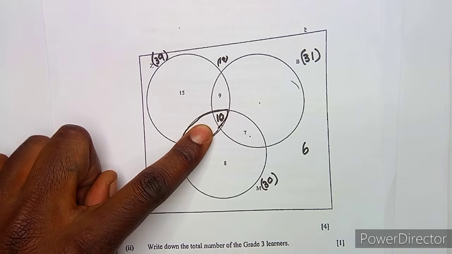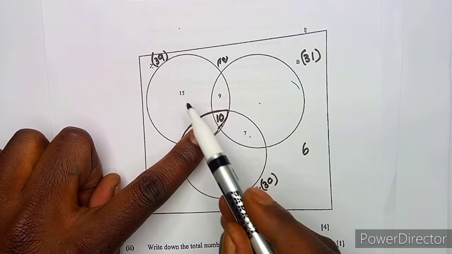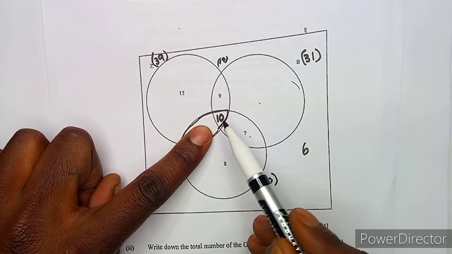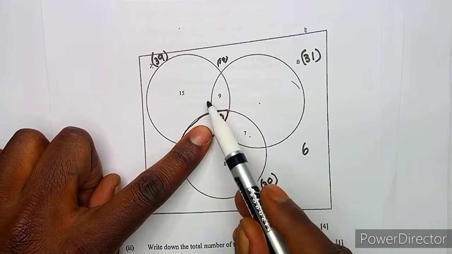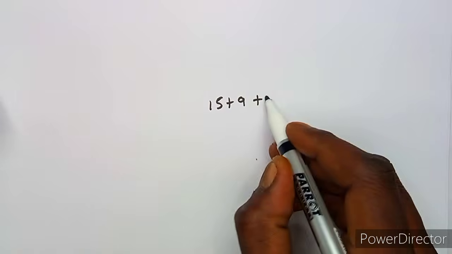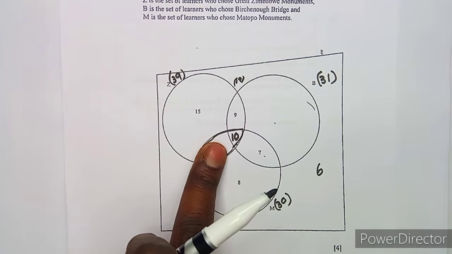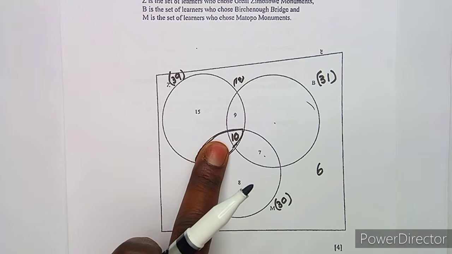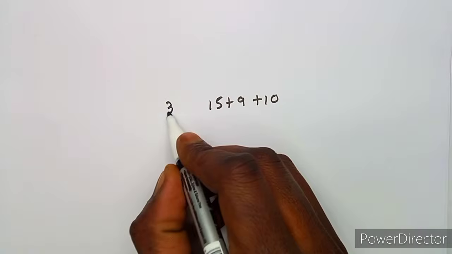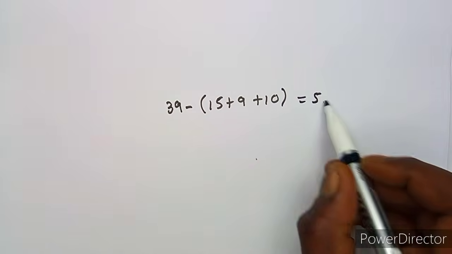Also, we could have obtained this 5 in another way. We know that in Great Zimbabwe there are 39. So we could have obtained this value by subtracting 15 plus 9 plus 10 from 39, because you want to calculate this value. So we subtract the total of these from 39, and you are going to obtain the same value of 5.